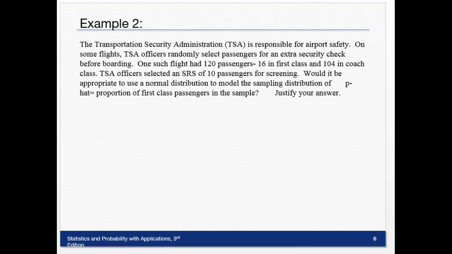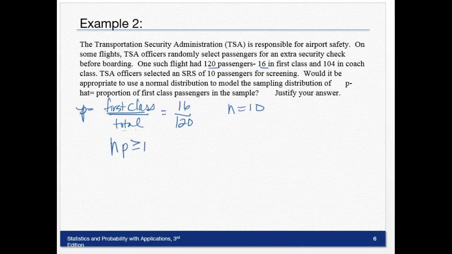Okay, so let's think. The proportion of first class is going to be first class over the total. So to find p, what's the number of first class over the total number of passengers? It says there's 16 in first class over 120 total passengers, and our sample size is 10. So we have to use the large counts test. Remember, the large counts test says n times p has to be greater than or equal to 10, and n times 1 minus p has to be greater than or equal to 10.